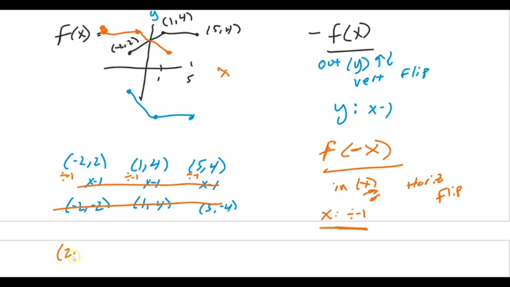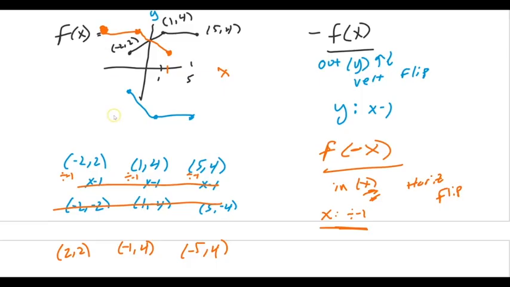And I get 2, 2. 1 divided by negative 1 is negative 1, 4. And we're only doing the x values, negative 5. 5 divided by negative 1 is negative 5, 4. If you look at my points, that's 2, 2. That's what I was going for there. Negative 1, 4, and negative 5, 4.